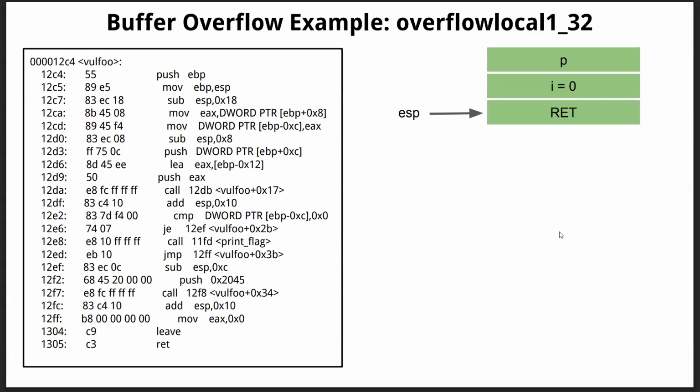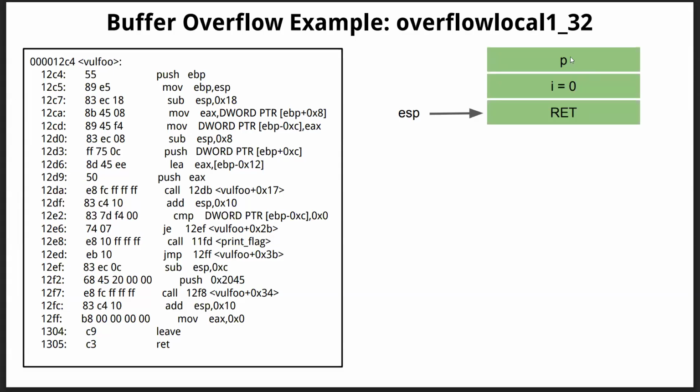Right now, we are about to execute the very first instruction of waffle, which is push EBP. Which means the last instruction we executed was call waffle, right? And the call waffle will put the return address onto the stack. And before that, it will set up the parameters, right? So the stack right now looks like this.